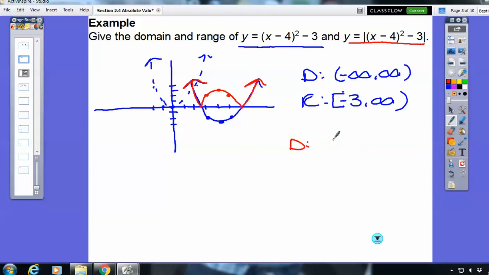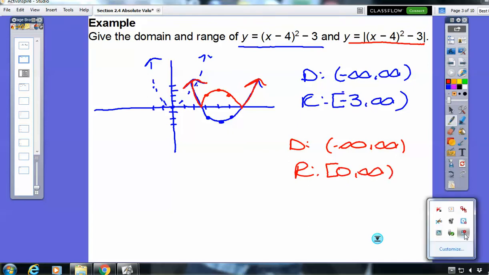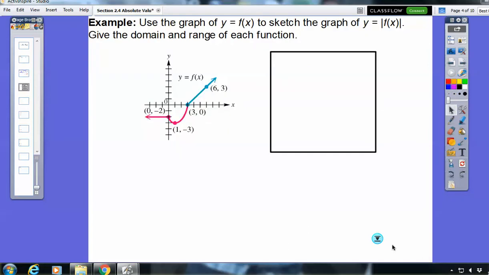What's the domain of this one? Yeah, it's still negative infinity to infinity. The domain is not going to change by doing this, but my range, you can't have negatives if it's an absolute value. So my range becomes 0 to infinity. That's going to be the only difference. If I wanted to give the domain and range of this original, what would your domain be? What's the range of that?